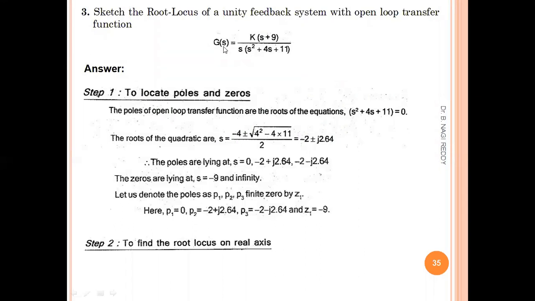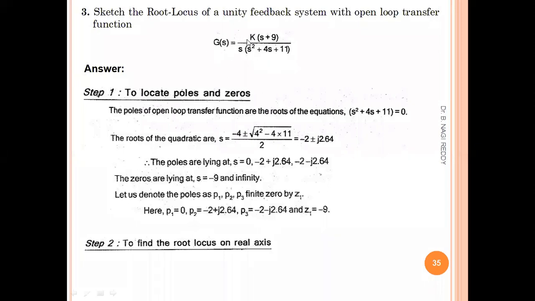So, for plotting the root locus, initially we need to calculate the poles and zeros of the open loop transfer function. This is the open loop transfer function. So our step one is to locate, or calculate, the poles and zeros of the open loop transfer function.